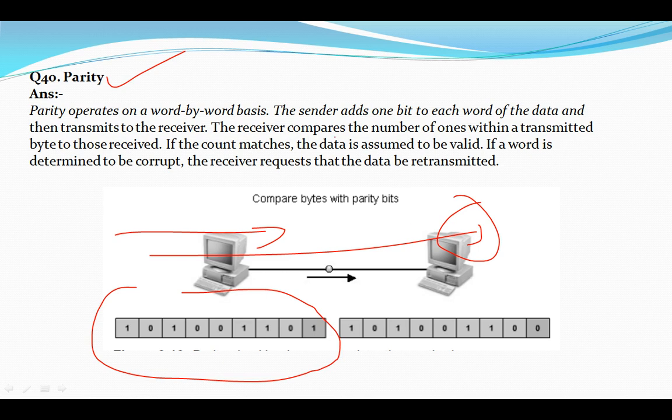The receiver compares the number of ones within the transmitted bytes to those received. If the count matches, the data is assumed to be valid. If a word is determined to be corrupted, the receiver requests that the data be retransmitted. What I'm saying here is, if anything is mismatching, it will tell that the data is corrupted, and the sender will resend the data again.